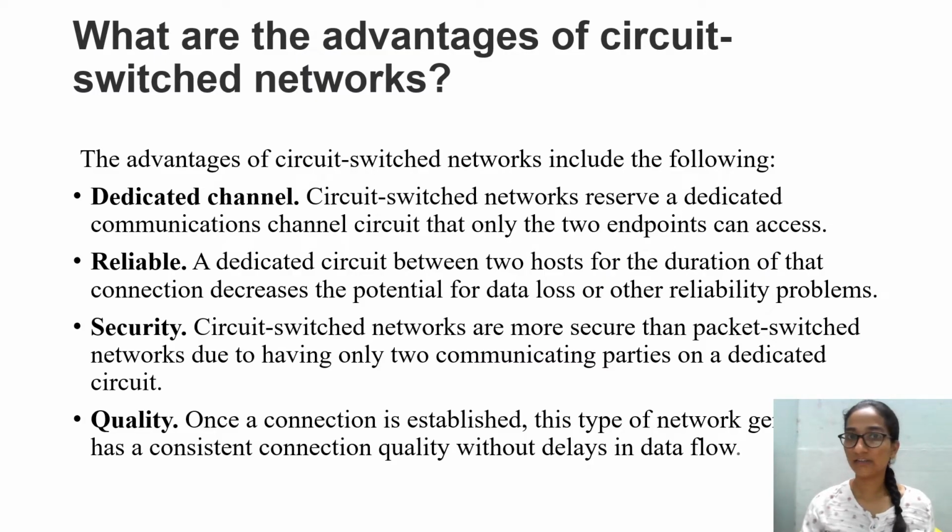Let us see some of the advantages of circuit switching. First one, dedicated channel. A dedicated channel is established between two endpoints. Second one, reliable. A dedicated circuit between two hosts for the duration of that connection decreases the potential for data loss or other reliability problems. Security. Circuit switching is more secure compared to the other type of switching, that is packet switching. Quality. Once a connection is established, this type of network has consistent connection quality without delays. There is no data delay because resources are reserved during the setup phase.